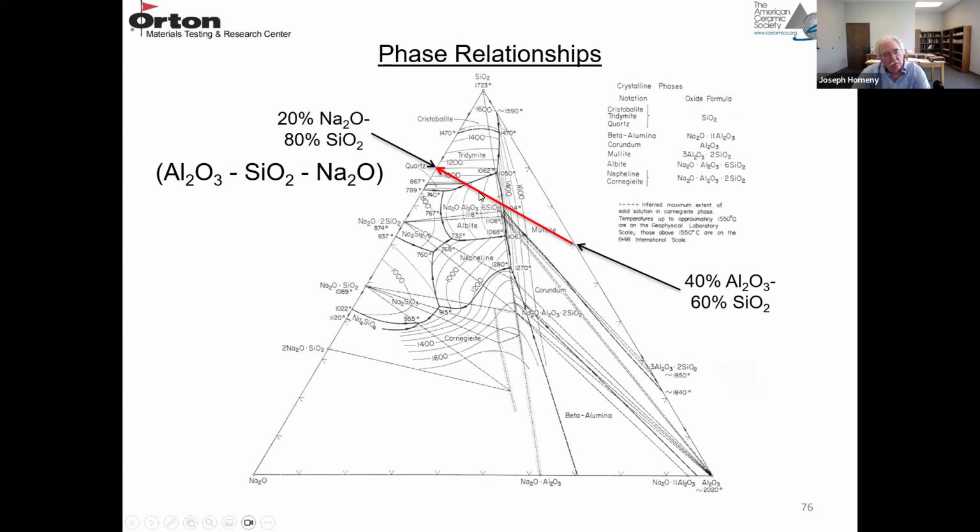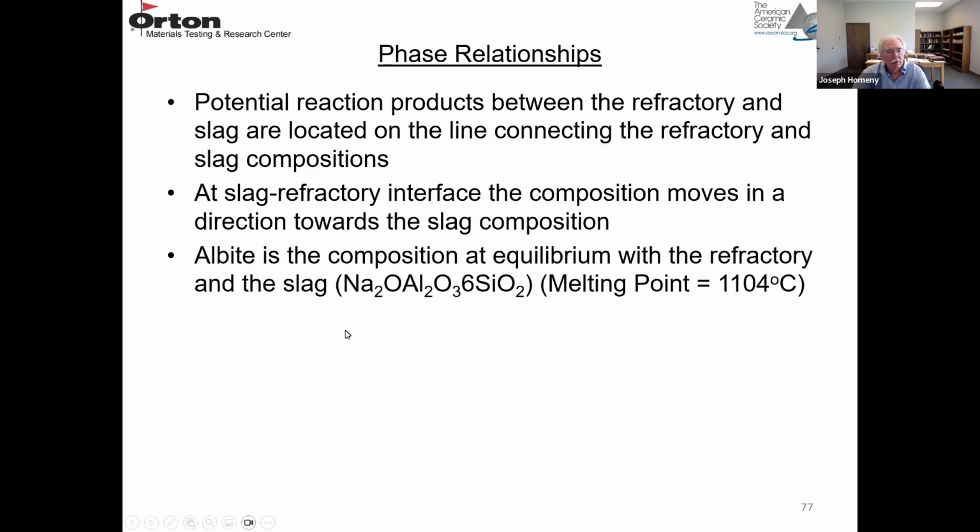So this red arrow just indicates we're moving from this composition, 40% alumina, 60% silica. As we dissolve the refractory, we're going to be moving towards this slag composition, 20% Na2O and 80% silica. So as we move along that red arrow, the first phase field we encounter is albite. That's the composition now in equilibrium with the refractory and the slag. Albite is Na2O·Al2O3·6SiO2, and its melting point is 1104 degrees C.